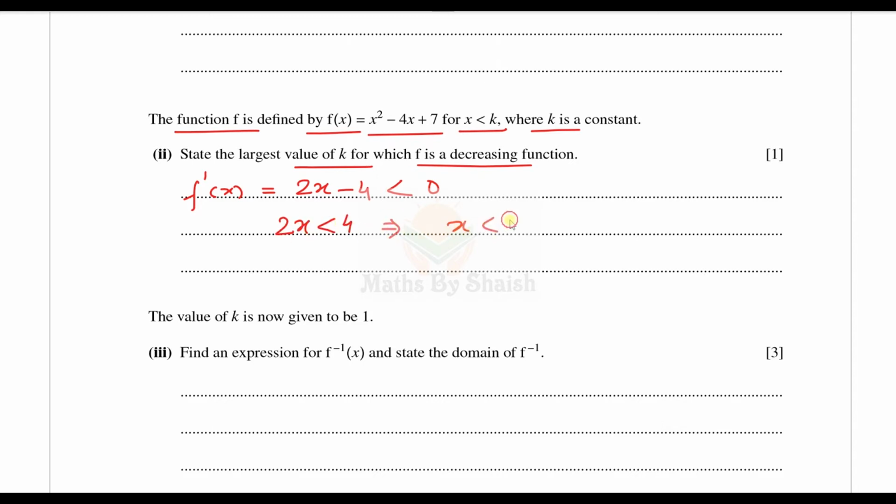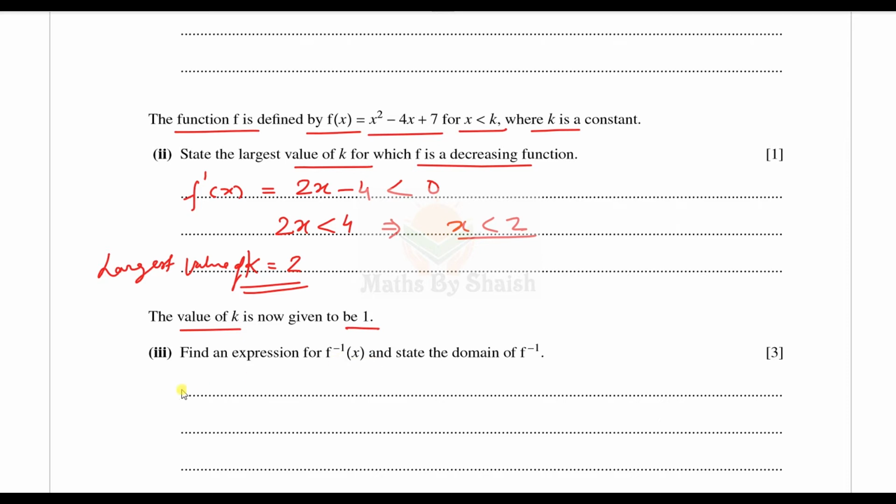So now we can find out the maximum value, the largest value of k. The largest value of k is going to be 2. We can see it is the same thing, and hence now the second part, the value of k, they have given this fixed value of k, which is now given to be 1. So if it is 1, find the expression for f inverse x.